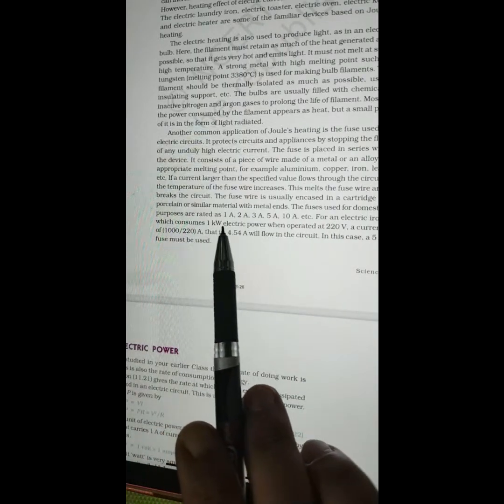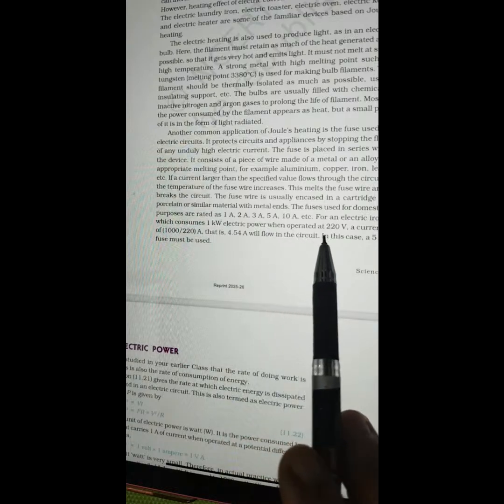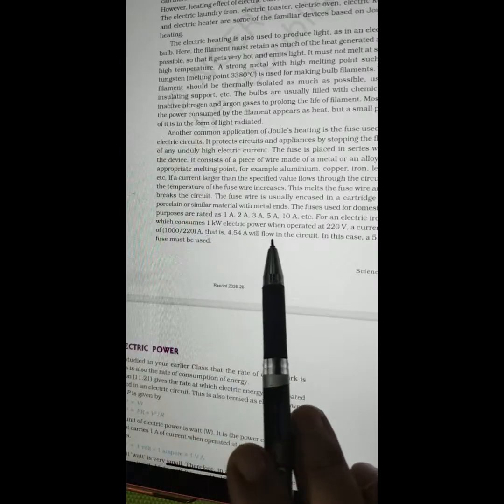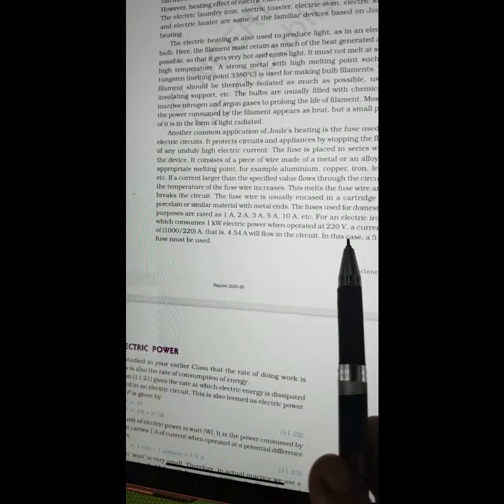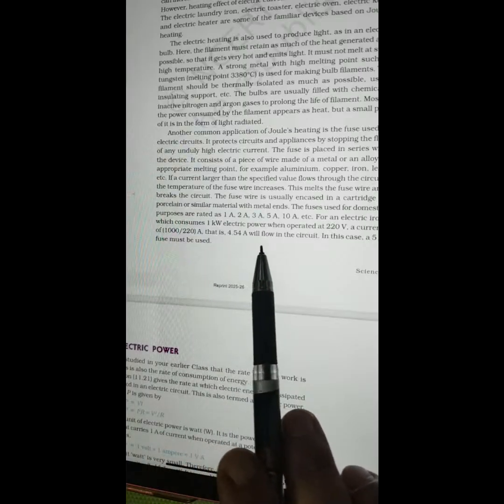The fuses used for domestic purposes are rated as 1 ampere, 2 ampere, 3 ampere, 5 ampere, 10 ampere, etc. For an electric iron which consumes 1 kilowatt electric power when operated at 220 volt, a current of 1000 by 220 ampere, that is 4.54 ampere, will flow in the circuit. In this case, a 5 ampere fuse will be used.